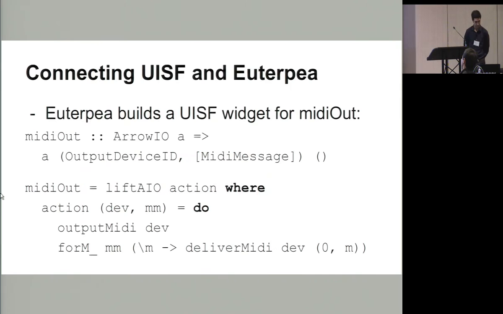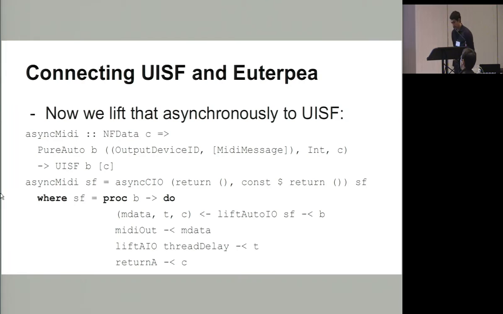So when we want to connect Utopia and UISF, all we need to do is embed a MIDI out widget into UISF. So UISF has this concept of widgets, which are basically different things you can plug together, which may or may not have a graphical representation. In this case, the MIDI out is going to be taking Utopia's native output MIDI and embedding it into a liftIO. So this is going to bring Utopia's I/O actions into something that makes sense in UISF's context. So now with that, we can make an async MIDI inside of UISF, and we're going to run it asynchronously.